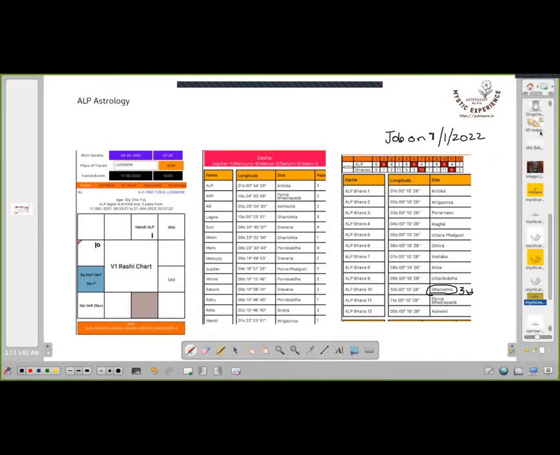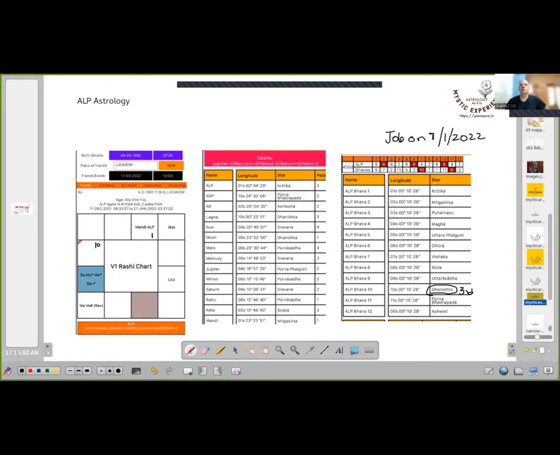This is a continuation of one more episode of ALP Astrology where we see a job. So how do we see a job in ALP Astrology? The best way is to follow the rules as taught by Pudodin. I'm going to follow only that. I'm not going to change any one of the options here. I'm just going to do that alone.